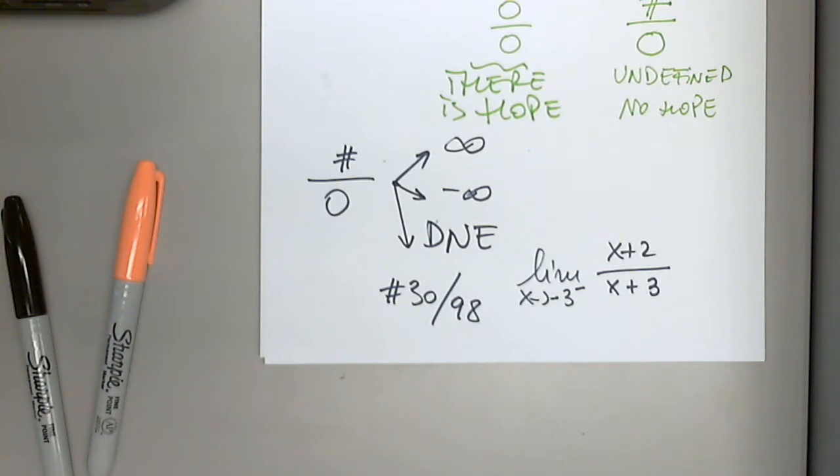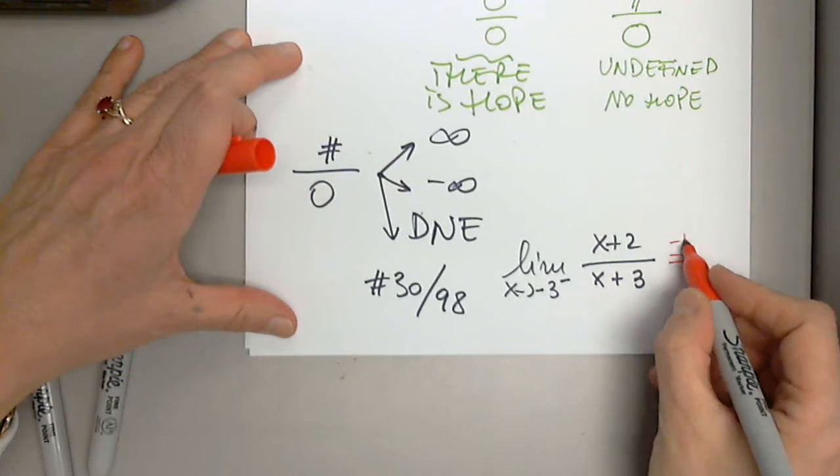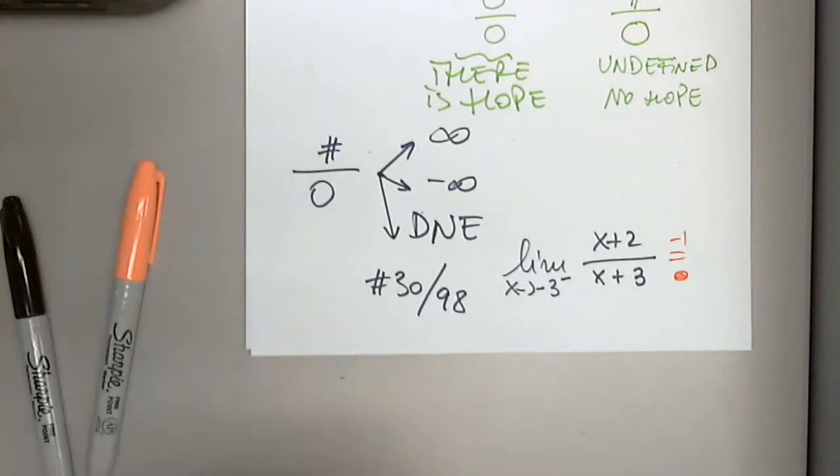Okay, this gives me a lot of information. If the top is -1 and the bottom is 0, I know for sure that this type is what type? The one with hope or the one with absolutely none? No hope. So I know exactly that the answer could be positive infinity, negative infinity, or does not exist.